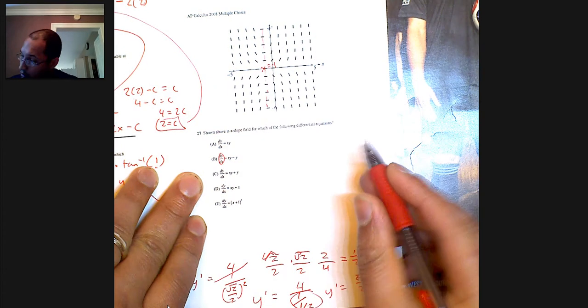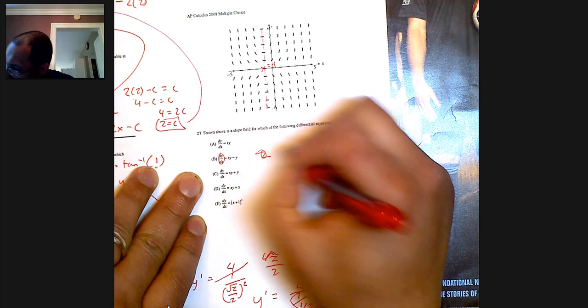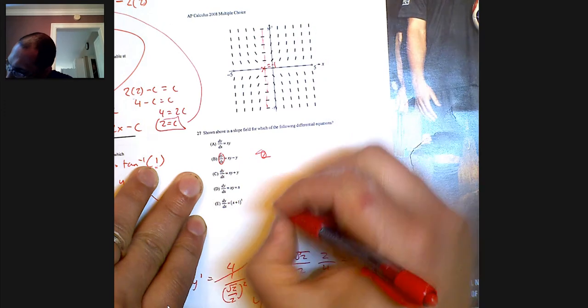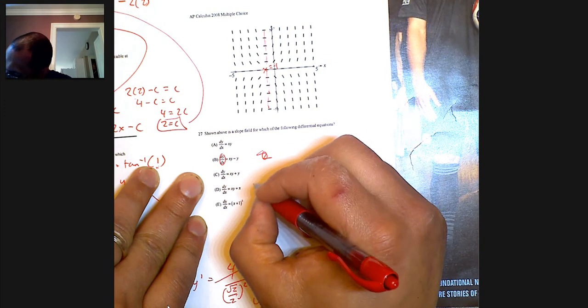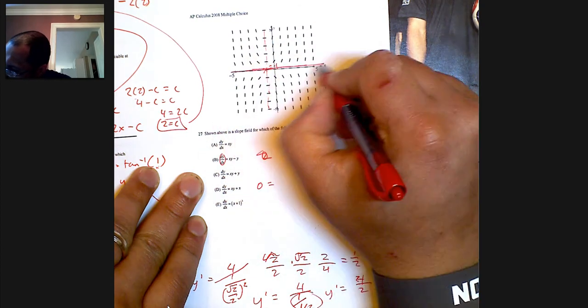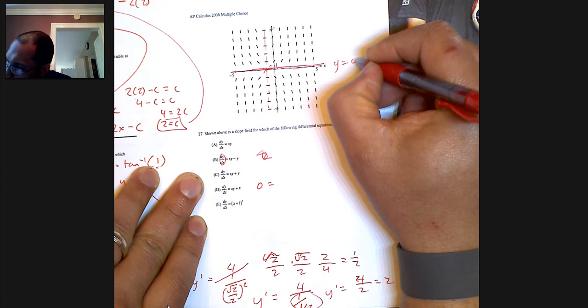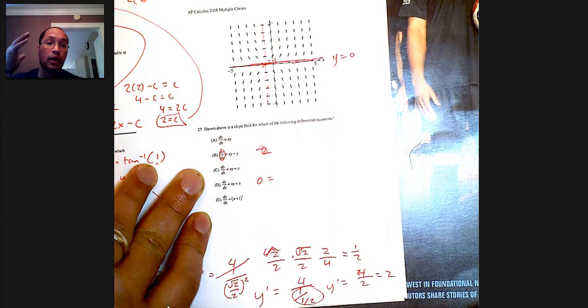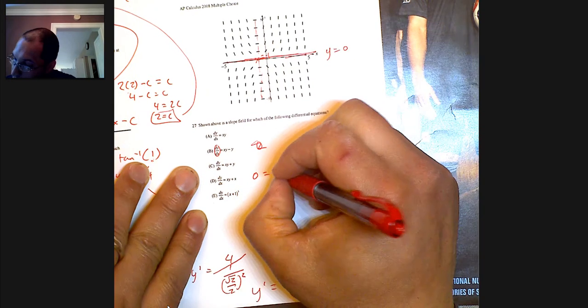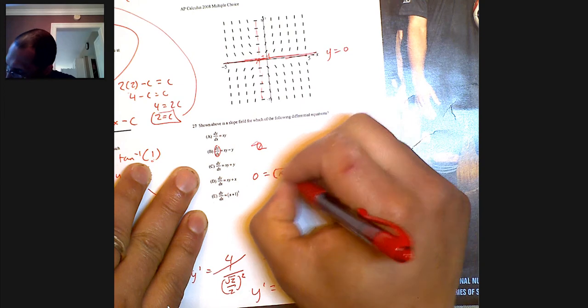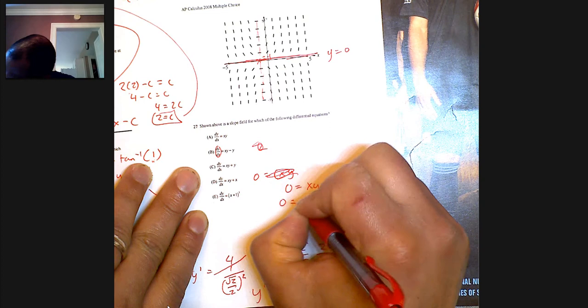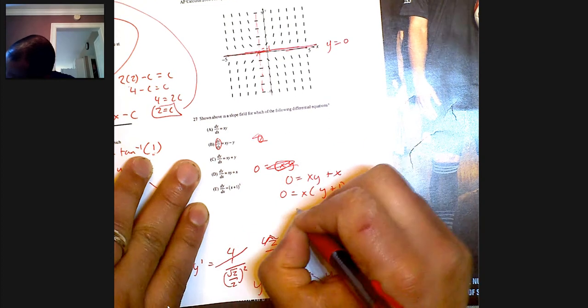As I can see though, setting it equal to 0, you can also see that y is equal to 0 when the slopes are 0. So your two solutions should be 0 for y and negative 1 for x. So 0 equals xy plus x, factor out an x, y plus 1. x equals 0, y equals negative 1.